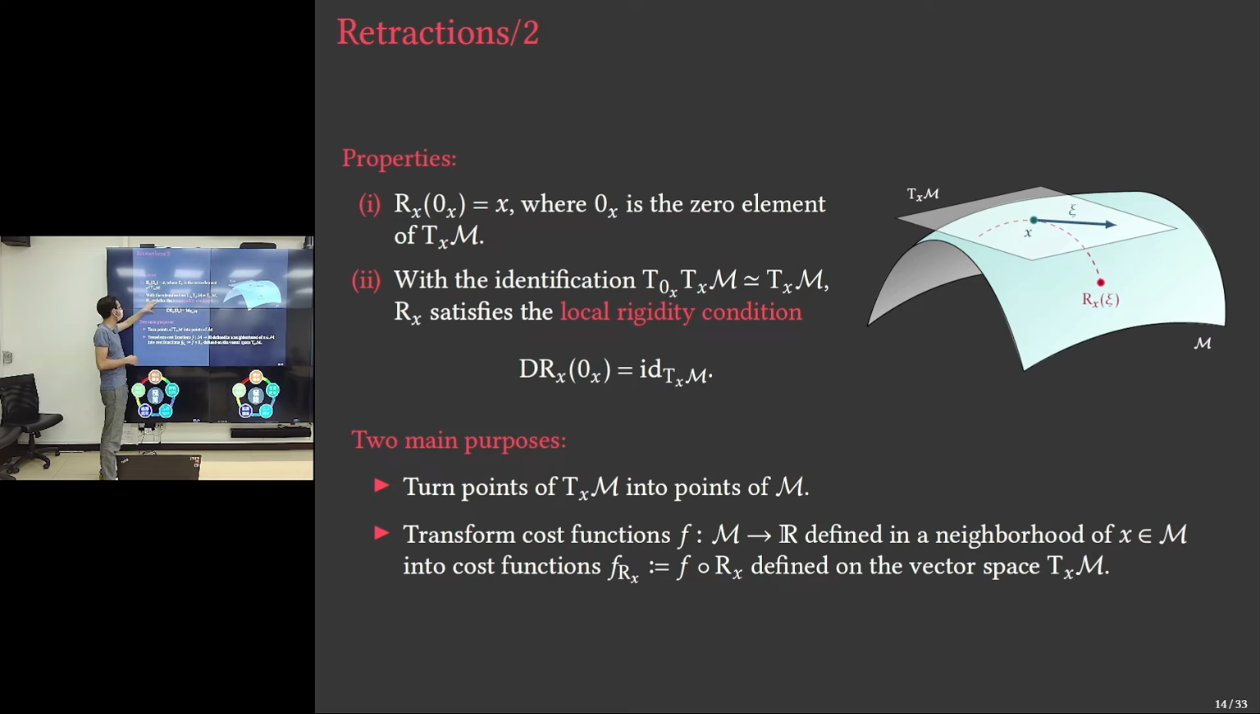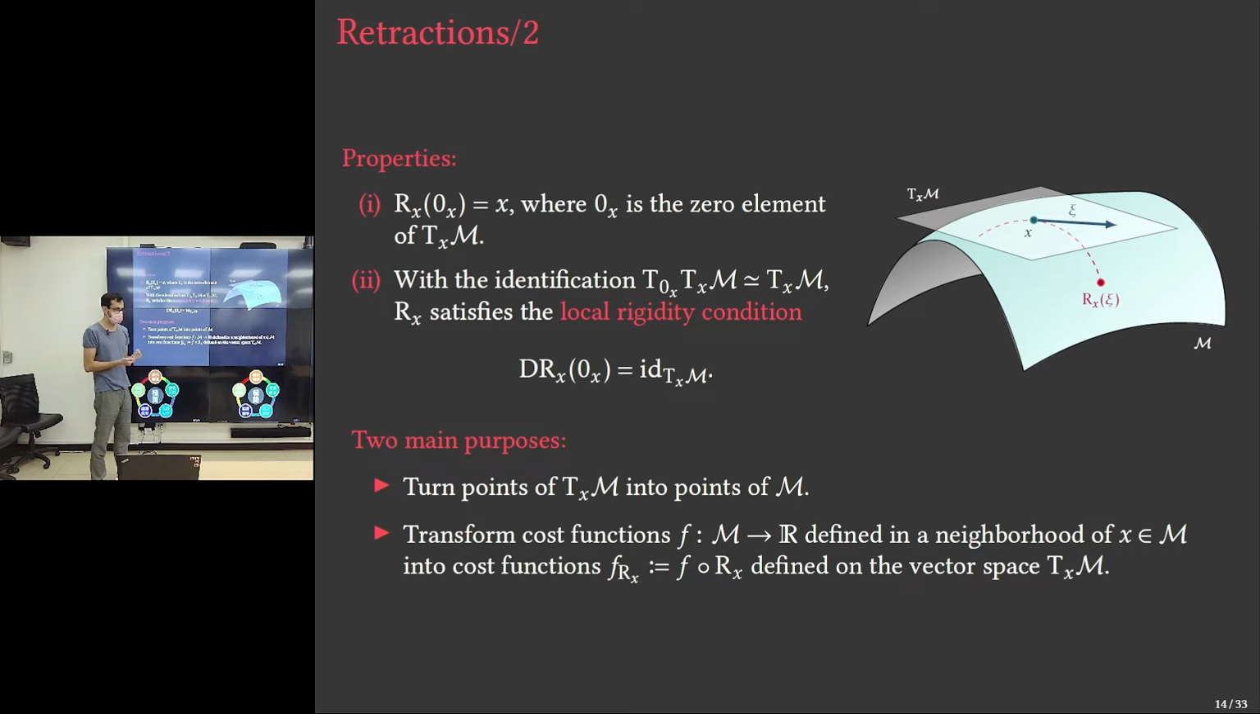With this identification, the retraction R_x satisfies a condition called the local rigidity condition, such that the differential of the retraction at the zero element of the tangent space is equal to the identity mapping on the tangent space. So why do we ask for this property? The fact is that in the optimization algorithm, we will also have involved the derivative of the retraction.